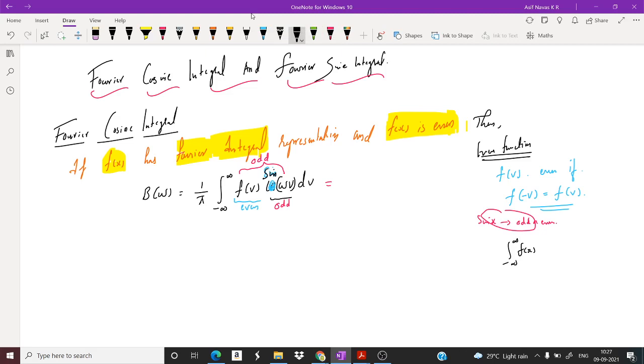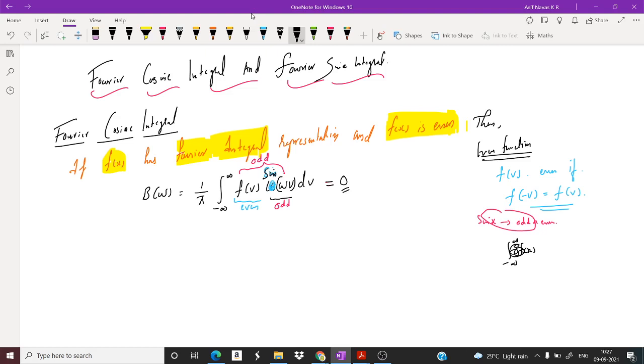odd ആകുമ്പോൾ 2 into integral 0 to infinity. അത് odd ആകുമ്പോഴാണോ ഈവൺ ആകുമ്പോഴാണോ? 2 into വരിക. Odd 0. odd ആകുമ്പോൾ 0 വരും. Okay. If it is even, then it is 2 into integral 0 to infinity f of v cos omega v.